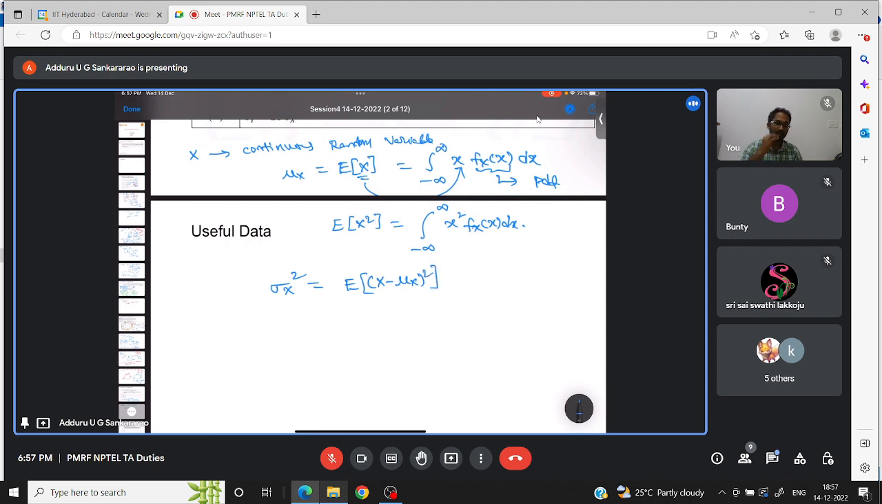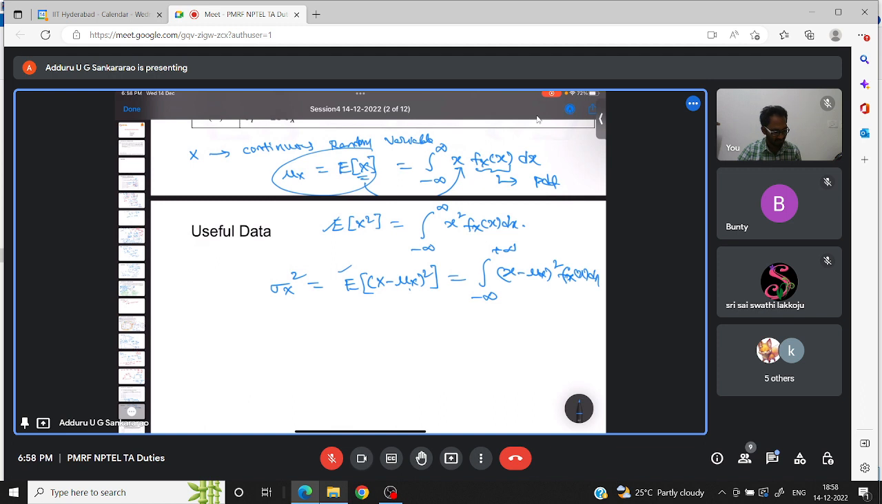Okay, this is called the second moment, or second central moment, we will say. This is the second central moment, or variance. So it is the expectation of (x minus mean) whole square, where mean means E of X. You can represent this as the integral from minus infinity to infinity of (x minus mu x) square times fx of x dx.